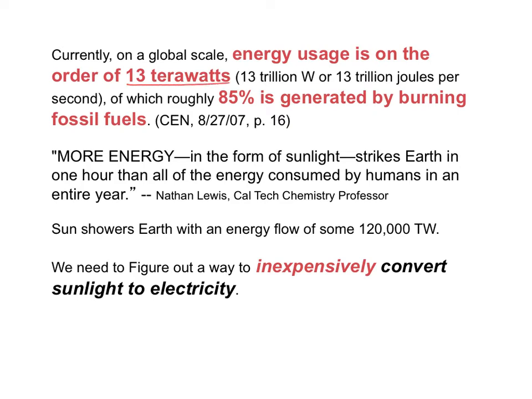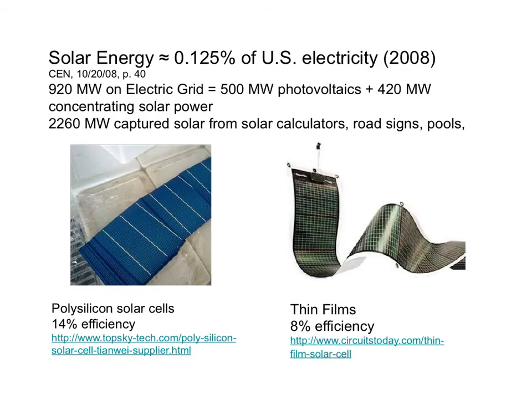Most of this energy is produced by burning fossil fuels. But check this out. So maybe you will figure out a way to cheaply convert sunlight to electricity. In 2008, only a tiny amount of electricity was generated from the sun. The efficiency of these solar devices is pretty poor. Maybe you can figure out a way to improve the efficiency and lower the costs.